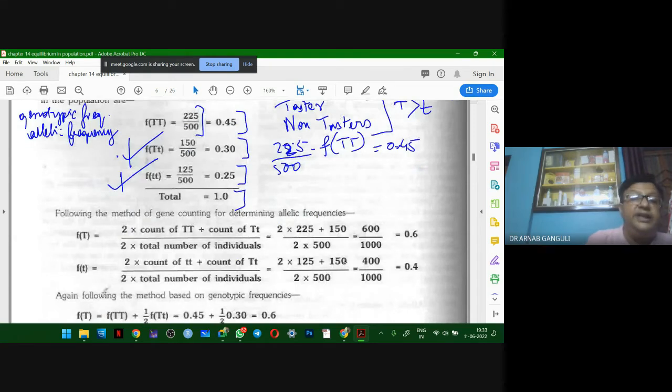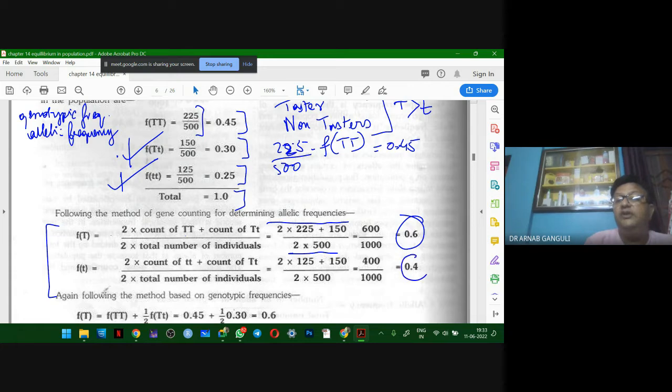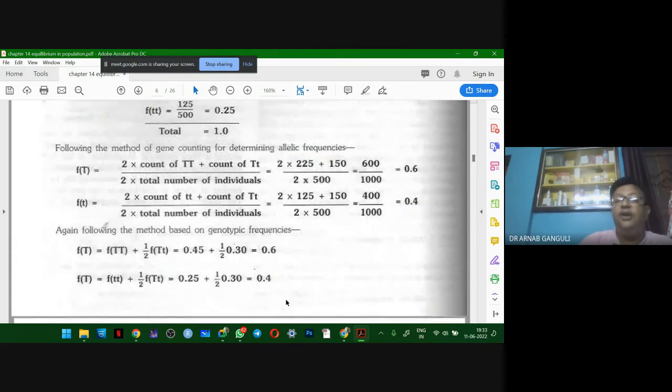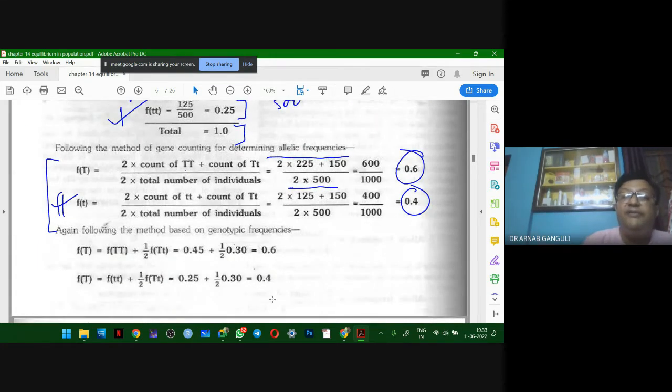Now you can calculate the allelic frequency by putting the formula: 2 into count of TT plus count of Tt, 2 into 225 plus 150 divided by 2 into 500, that is 0.6, and 1 minus 0.6 is always 0.4. Or you can calculate it like this. You can use the other formula also. Since you have found out 0.45 and 0.25, you can calculate this again, you get the same answer.